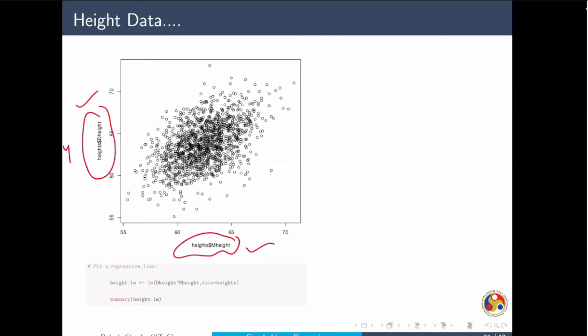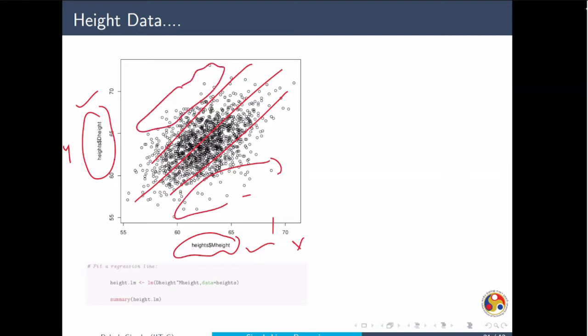And the mother height, the cause, should be the X. We can see there is an upward trend from the mother side. That means that when the mother's height is very high, we expect the daughter's height to be very high. But there are a lot of points which are not following that. That's the beauty of real data analysis.